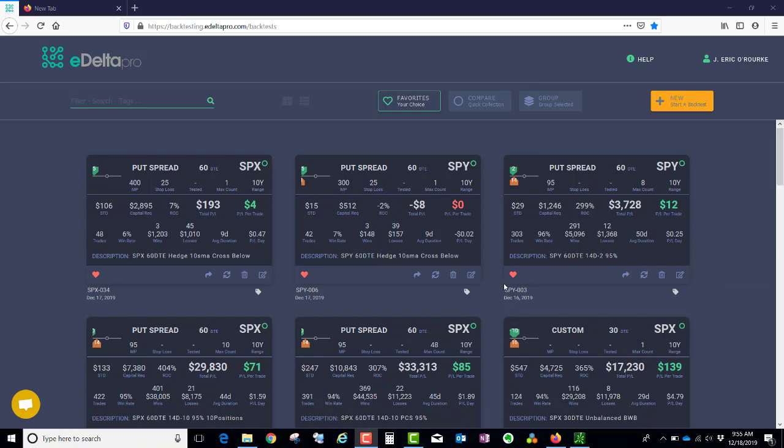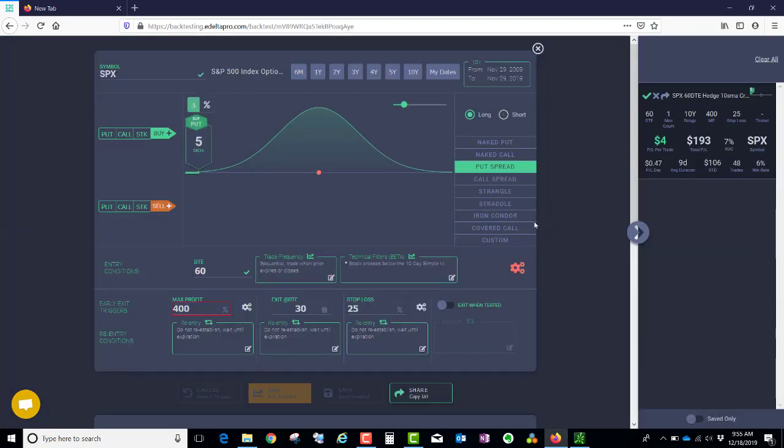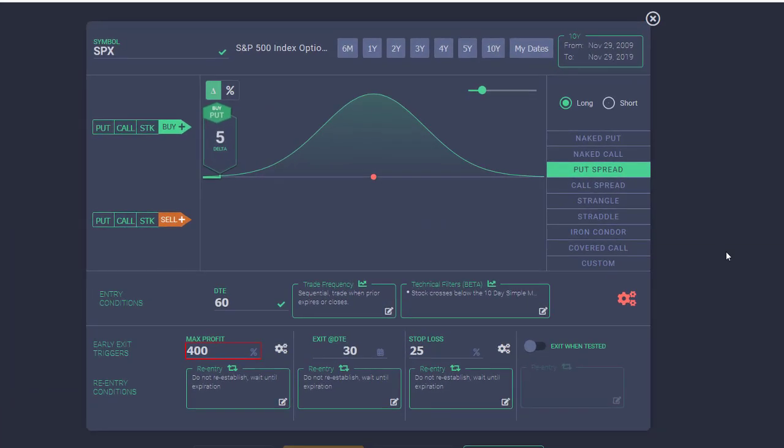You basically have all these different backtests, and they kind of look like cards. So we're going to dive into this one, the SPX 60 DTE hedge trade, 10 SMA cross below. And you see I have a bunch of other things I'm working with here. So we're going to go into it, and let me just show you how this was set up.